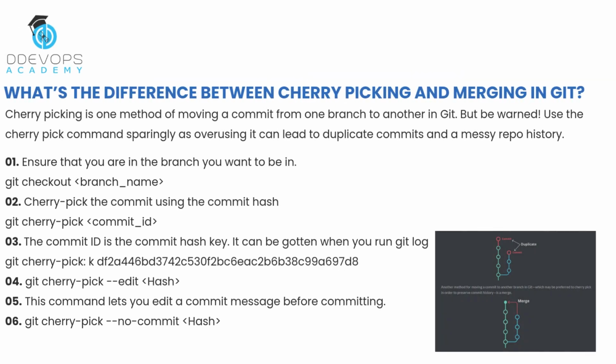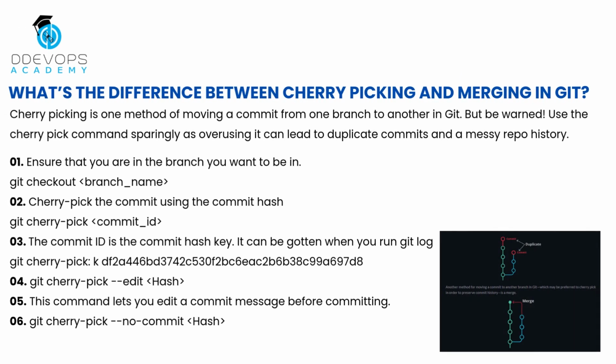Cherry-picking lets you apply a specific commit from one branch to another using its hash. It's useful when a commit lands in the wrong place, but use it sparingly. Overusing cherry-pick can duplicate commits and clutter your history. Merging, on the other hand, brings in all changes from one branch while preserving context. To cherry-pick, first check out the target branch, then run git cherry-pick. You can also edit the message or skip committing with --edit or --no-commit. Know the tool, but choose wisely.